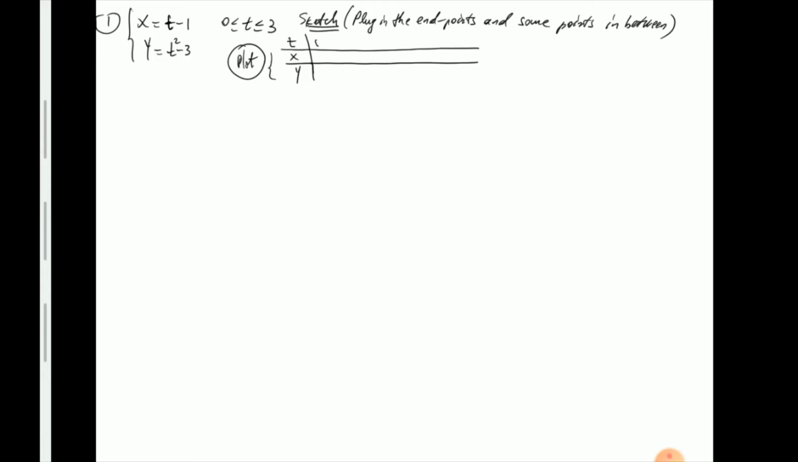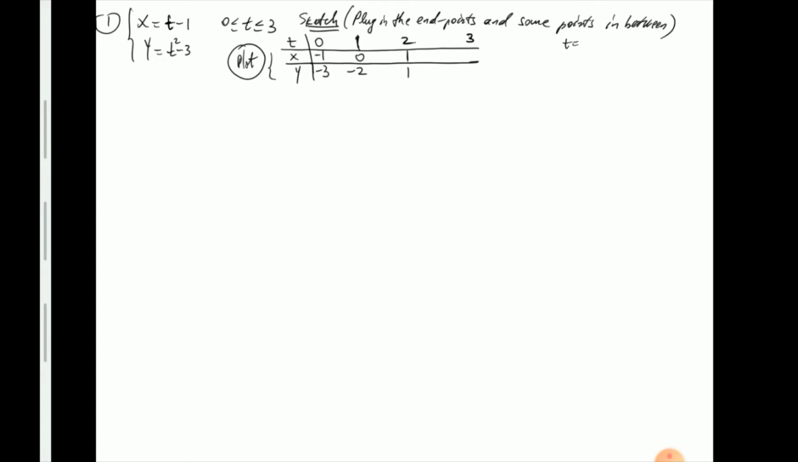So the parameter is from 0 to 3. I'm going to have to plug in 0 and 3 because that's the start and the final point of the curve. And then some points in between, let's say 1 and 2. But any point can do. So you have basically a sample of points in between the endpoints of the domain. So if t is 0, then x is minus 1, y is minus 3. If t is 1, 1 minus 1 is 0, 1 squared minus 3 is minus 2. If t equals 2, 2 minus 1 is 1. 2 squared minus 3 is 1.